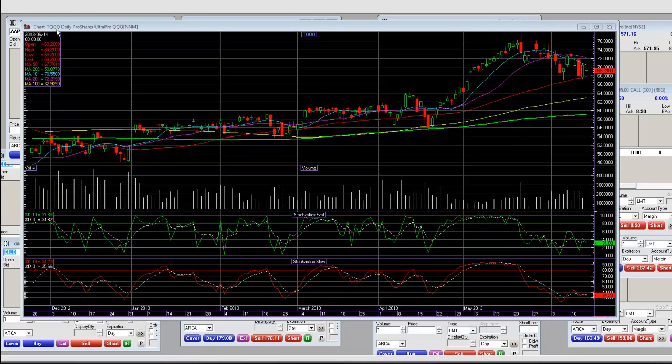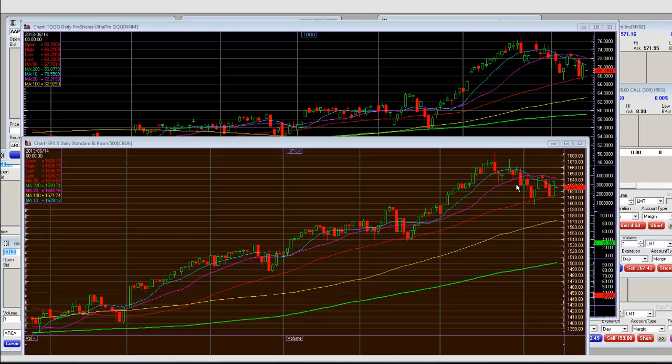And what do we have here? The TQQQ, ProShares UltraPro. What is it? It is the Bull ETF. Now, let me show you something that's very important. MMTs, this is the S&P 500 daily chart.